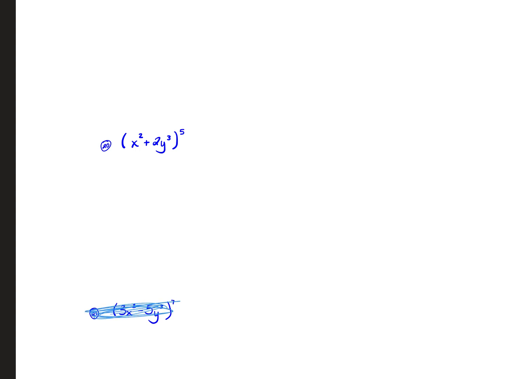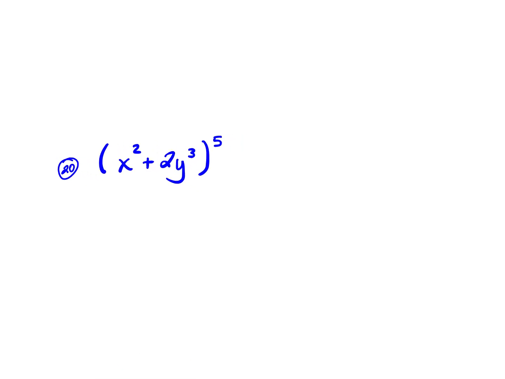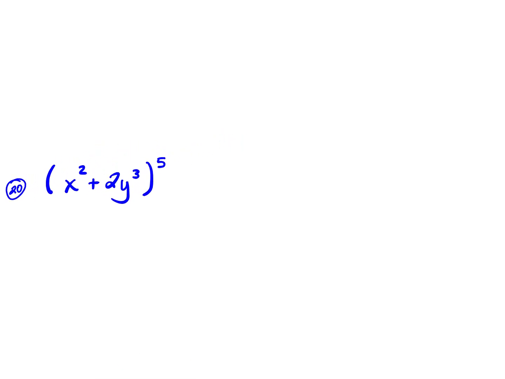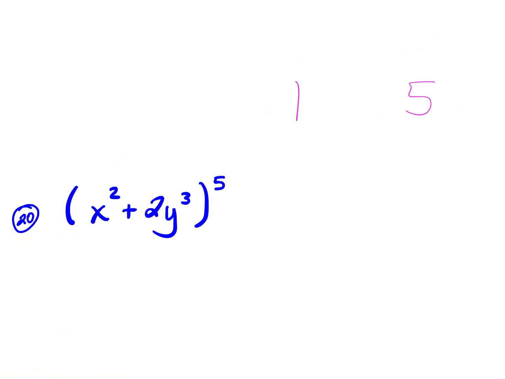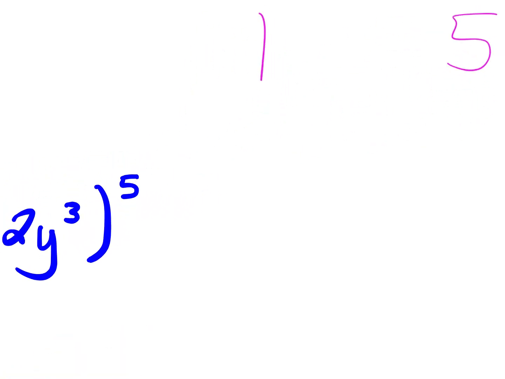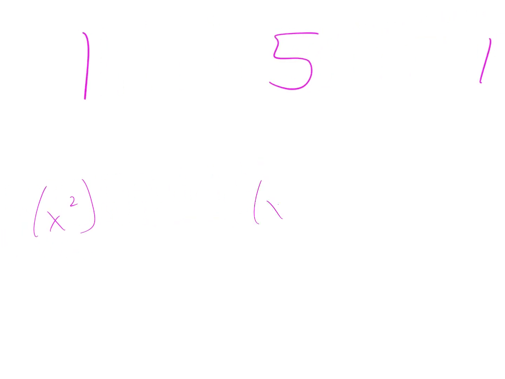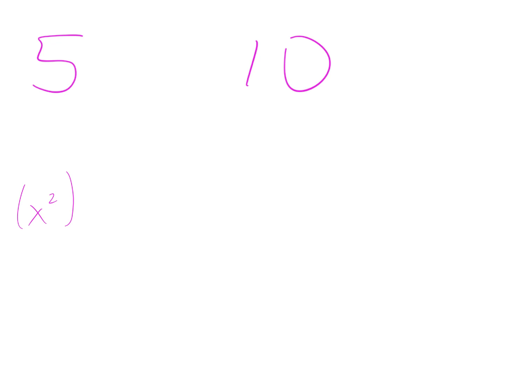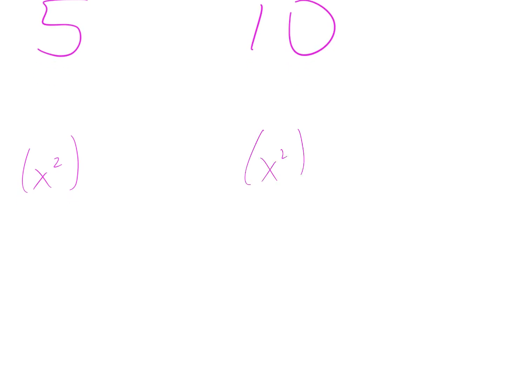All right, let's do one like 20, raised to the 5th power. What do I write at the top for the 5th power? 1, 5, 10, and then it just goes the same thing again: 10, 5, 1. Now I write my first term. What is the first term? X squared. I'm going to write that underneath every single thing. That squared goes inside. That is my first term.